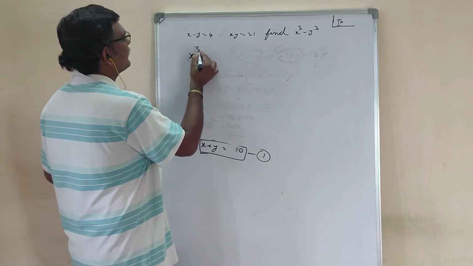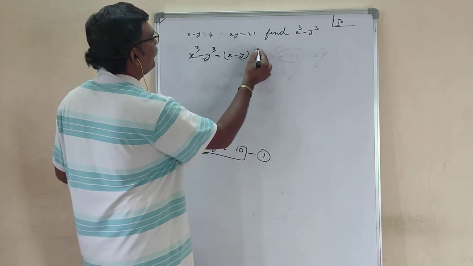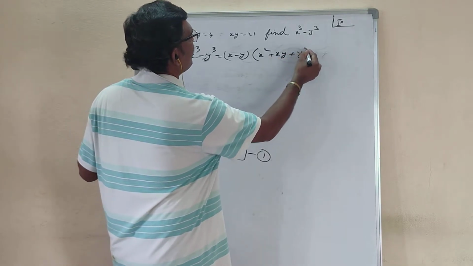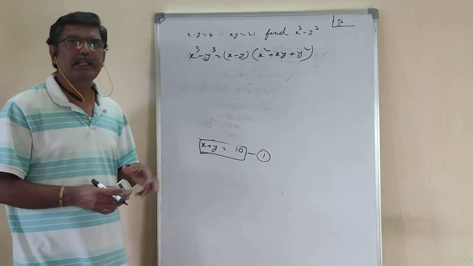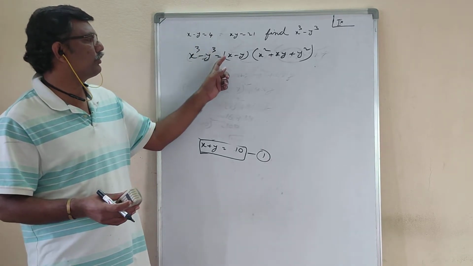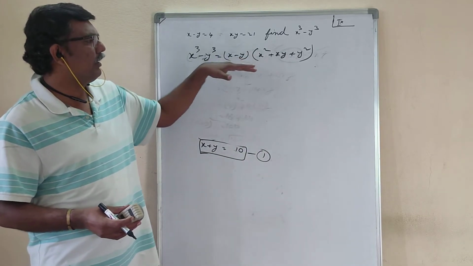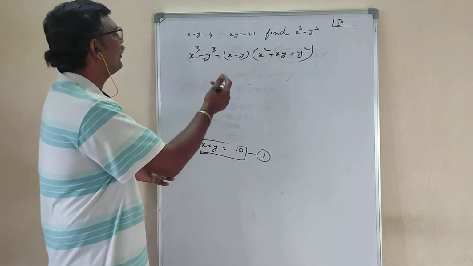So I am writing here the x cube minus y cube formula: x minus y into x square plus xy plus y square. Already in 8th and 9th you have a cube minus b cube is equal to a minus b into a square plus ab plus b square. Same formula, but there it was a and b, and we converted them into x and y and wrote it here.